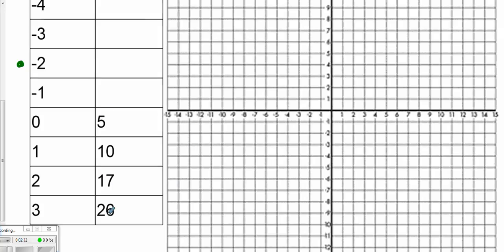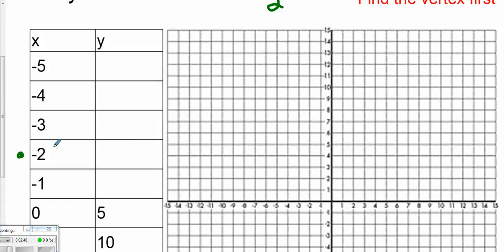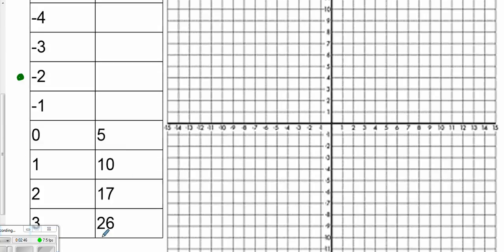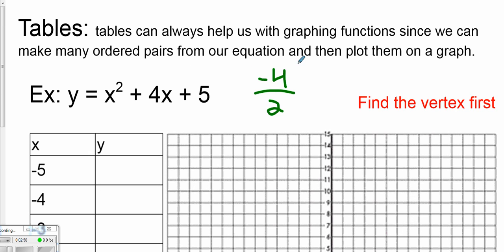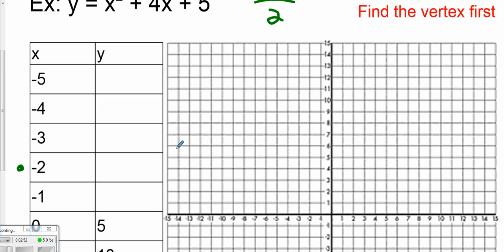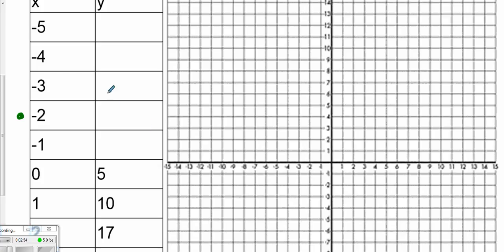So here are those numbers we were looking at. The 0 goes with 5, 1 goes with 10, 2 goes with 17, 3 goes with 26. Notice we were pretty far away. We were a couple spaces away from our vertex. So if we continued going bigger, we would never find that turnaround point. So we need to find the vertex first, then we can plug everything in.